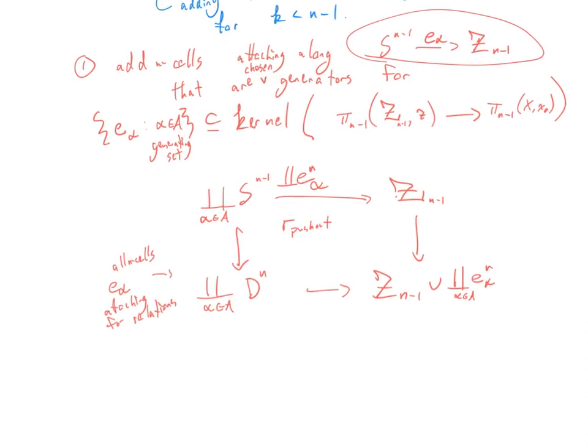And notice that because I have a map inductively, we have a map from Z_{n-1} to X. Now, the induced map from this into here is 0, right? Because these live in the kernel, we get an induced map.